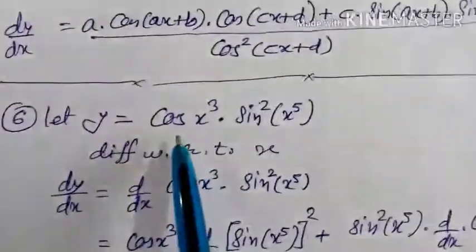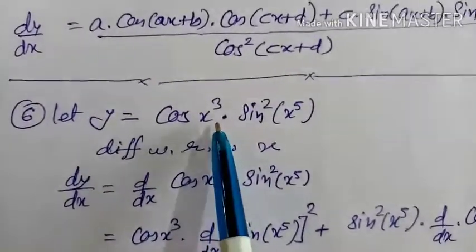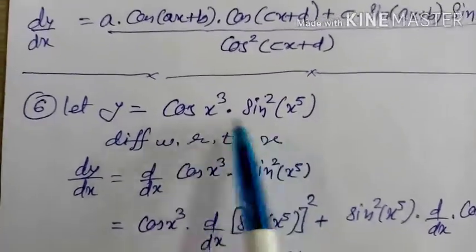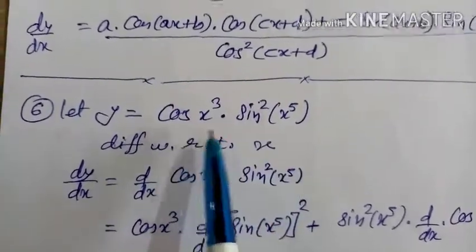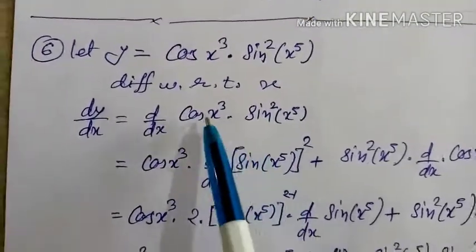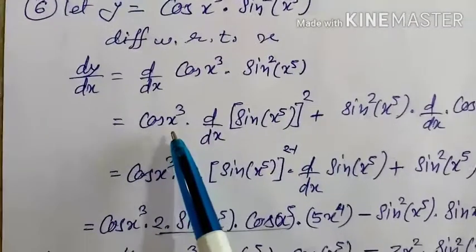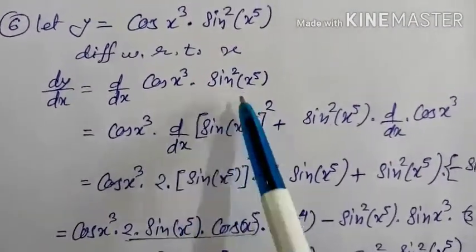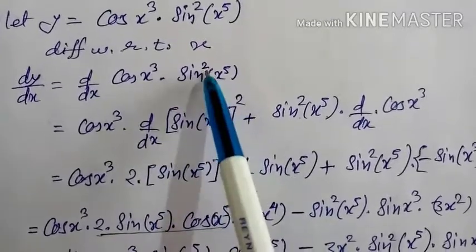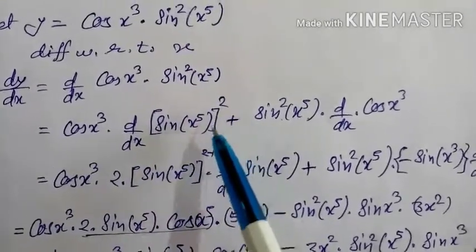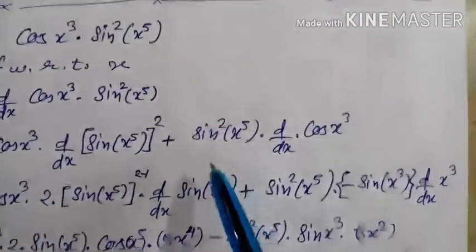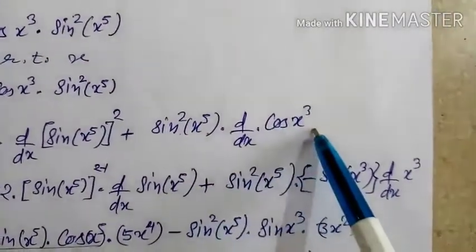y is equal to cos x cube into sin square x to the power 5. So here we will use the product law. This is the first function and this is the second function. So the first function as it is, it means cos x cube as it is, into d/dx of the second function, that is sin x to the power 5 whole square, plus the second function sin square x to the power 5 as it is, into d/dx of cos x cube.